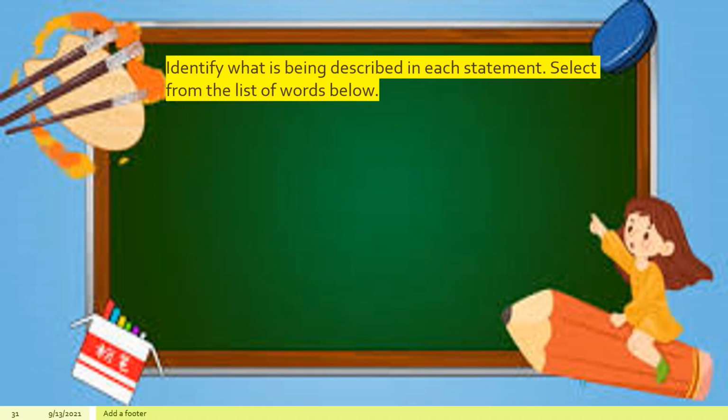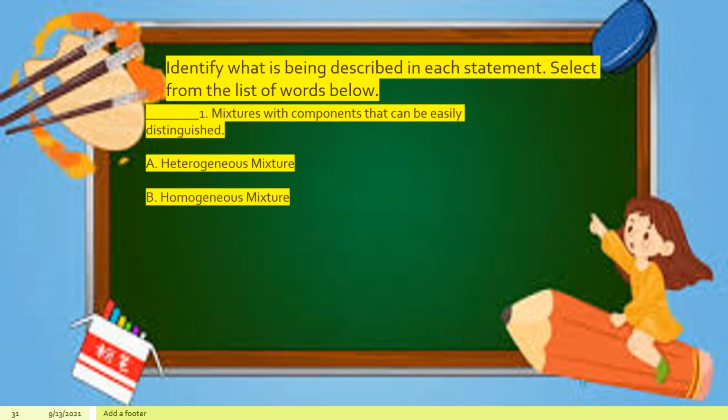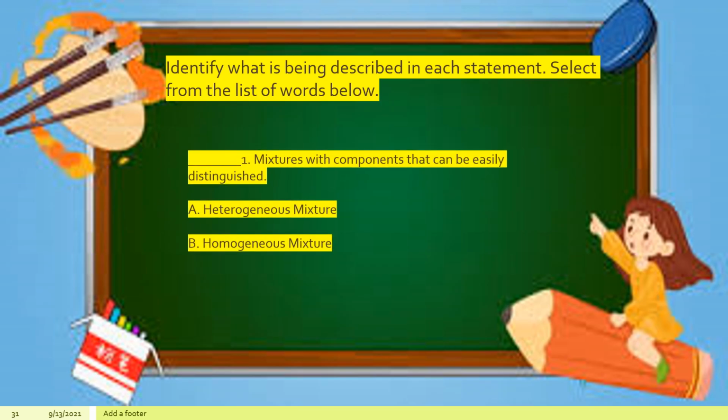Let us answer this. Identify what is being described in each statement. Select from the list of words below. Number 1: mixture with components that are easily distinguished. Is it A, heterogeneous mixture? Letter B, homogeneous mixture.